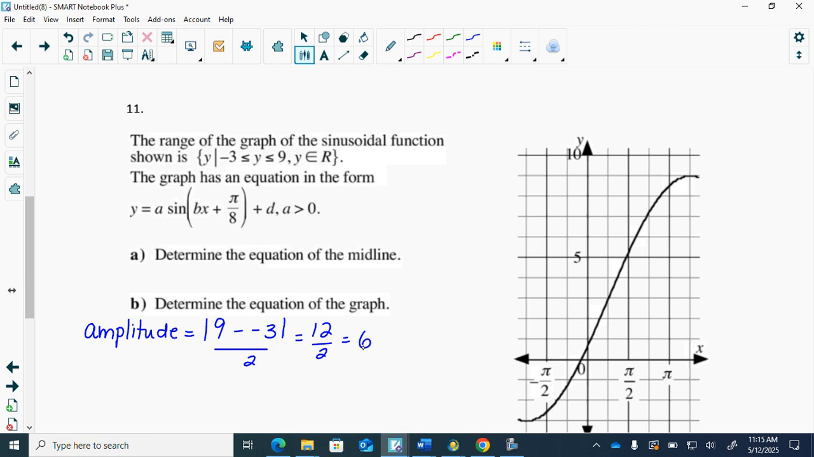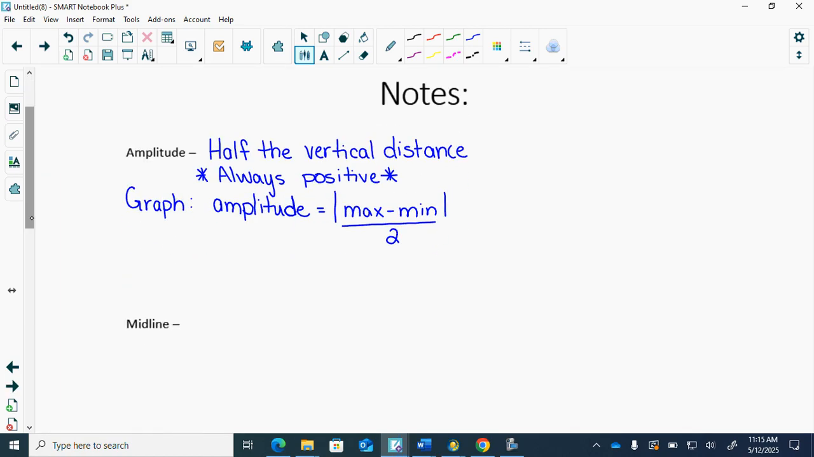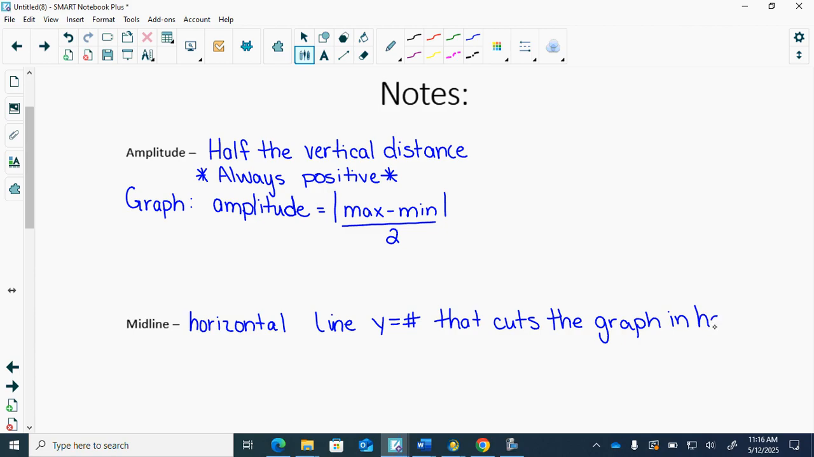Okay? Let's look to your next page, which is notes. We're going back there again. The next one we're going to do is midline. Midline is the horizontal line, so it's y equals some sort of number that cuts the graph in half. So basically, it's the average between the max and the min. The average value between the max and the min.